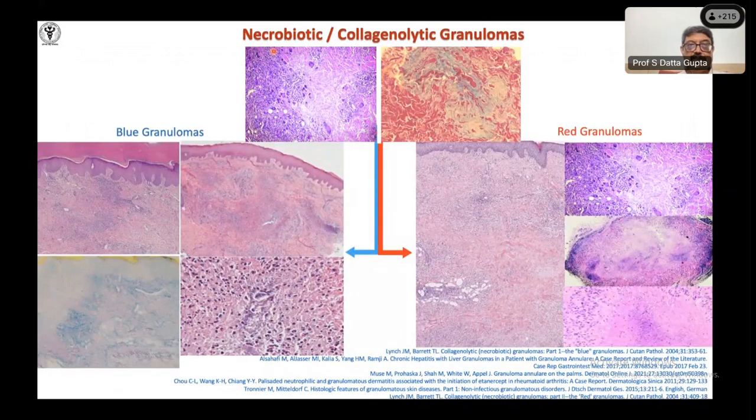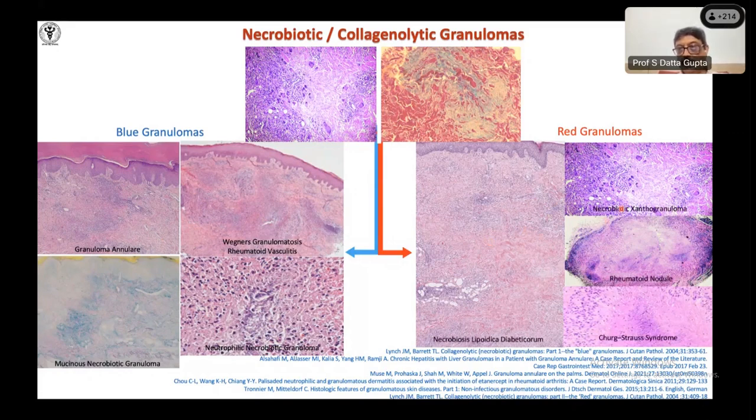If it is necrobiotic or collagenolytic granulomas, like I told you, if it is blue in color, then if you do a mucin stain and it is rich in mucin, then it's a mucinous necrobiotic granuloma. Think of granuloma annulare. If it is rich in neutrophils but no mucin, think of Wegener's or rheumatoid vasculitis. If it is eosinophilic, then it's typical collagenolytic. It could be necrobiotic xanthogranuloma, rheumatoid nodule, or necrobiosis lipoidica diabeticorum. It depends on the location and other things. Sudhir will talk about them later.